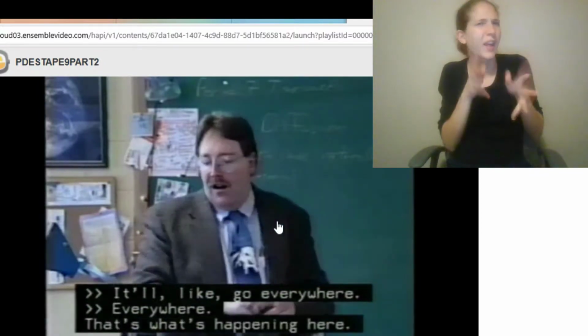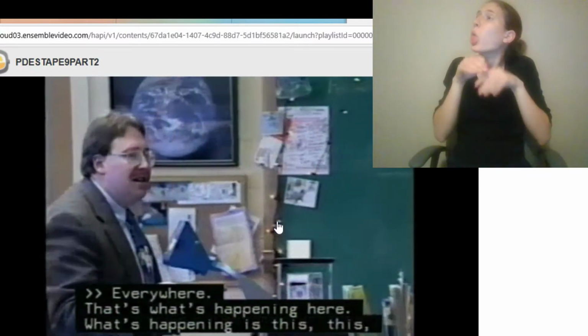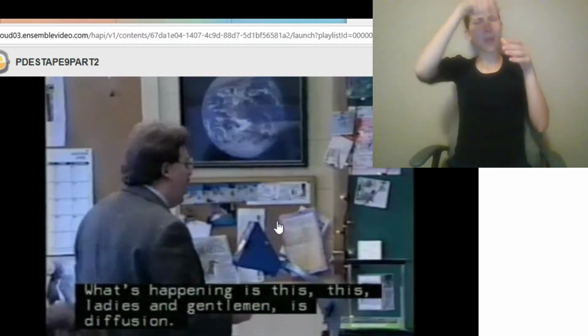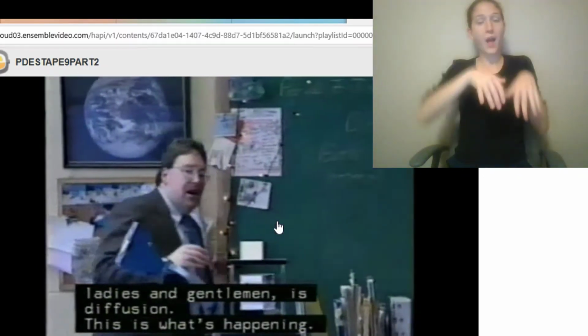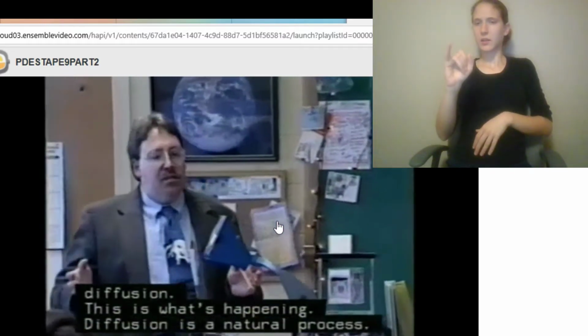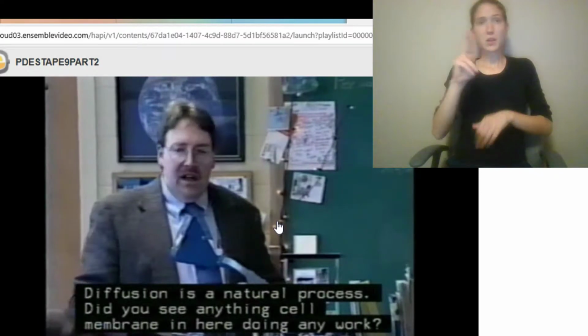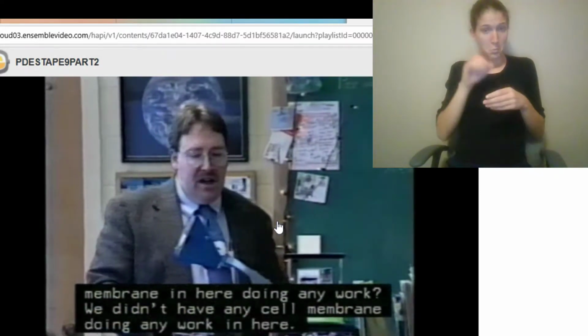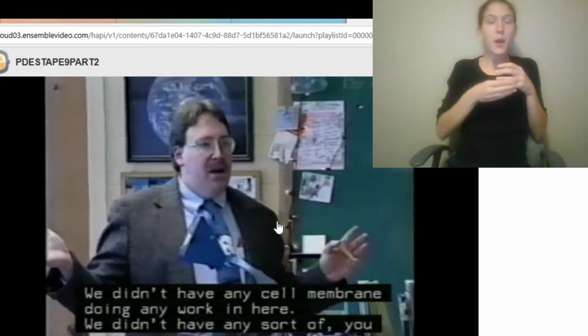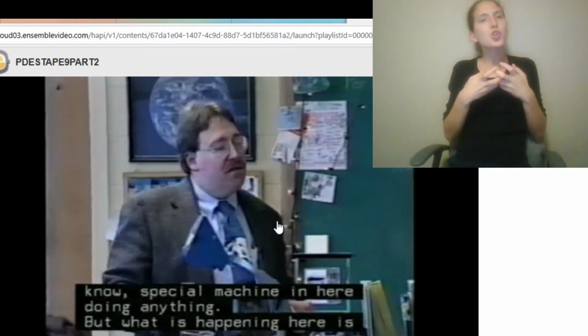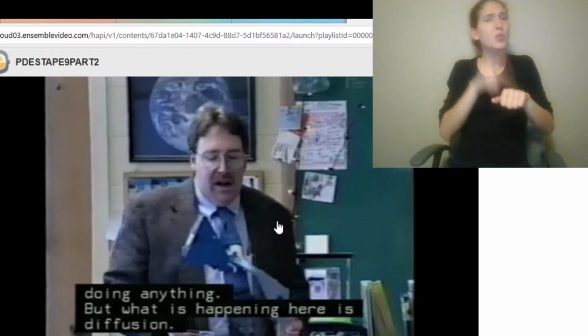Okay, that's what's happening here. All right. What's happening is this. This, ladies and gentlemen, is diffusion. Diffusion is a natural process. Did you see any cell membrane in here doing any work? We didn't have any cell membrane doing any work in here. We didn't have any sort of special machine in here doing anything. What is happening here is diffusion.